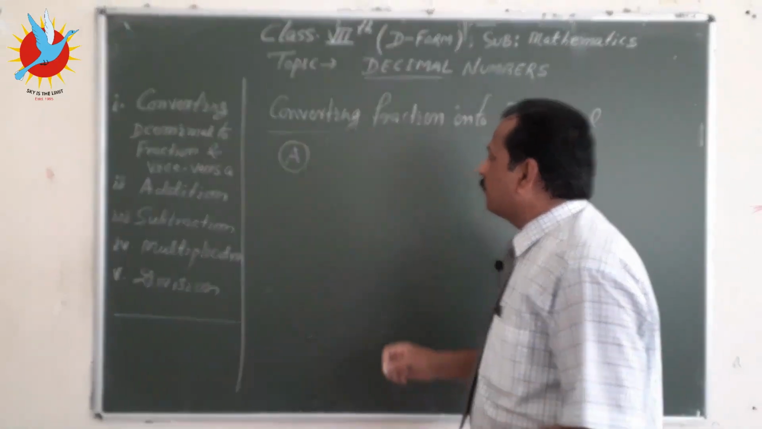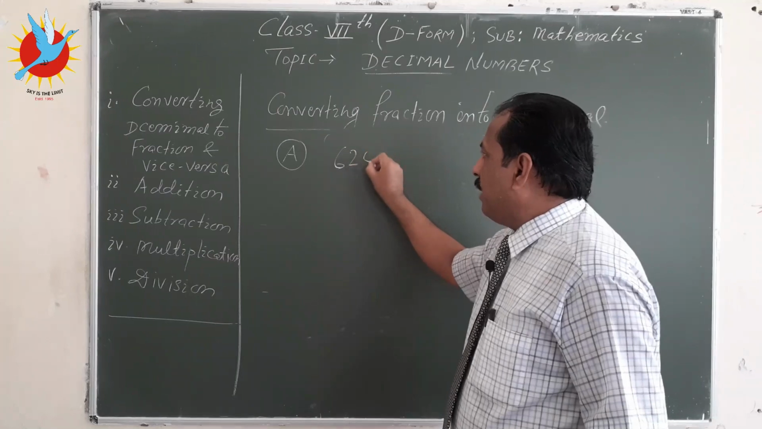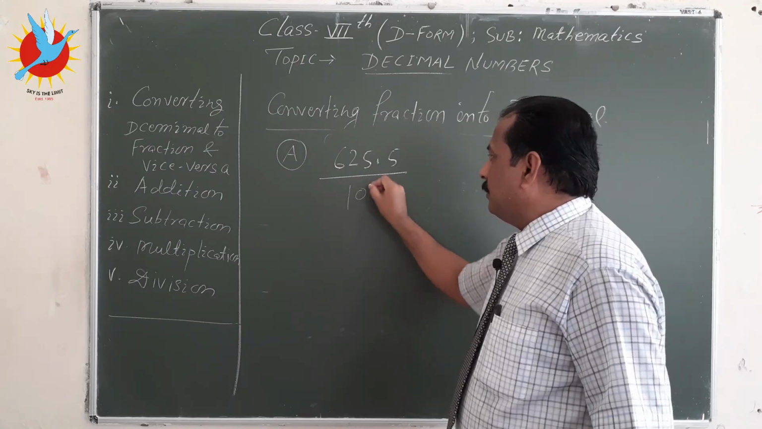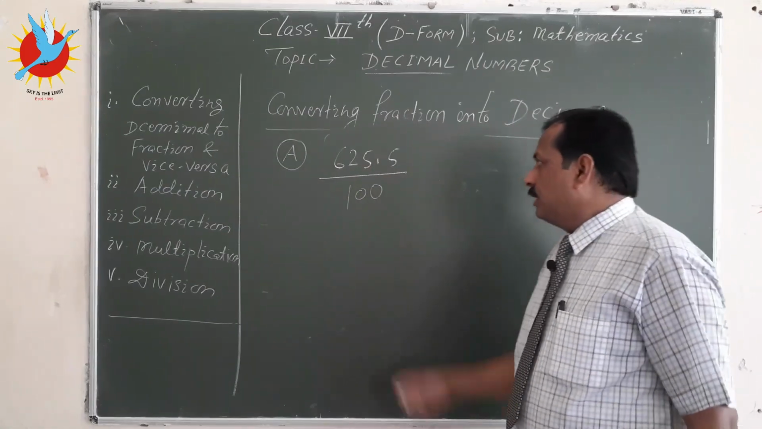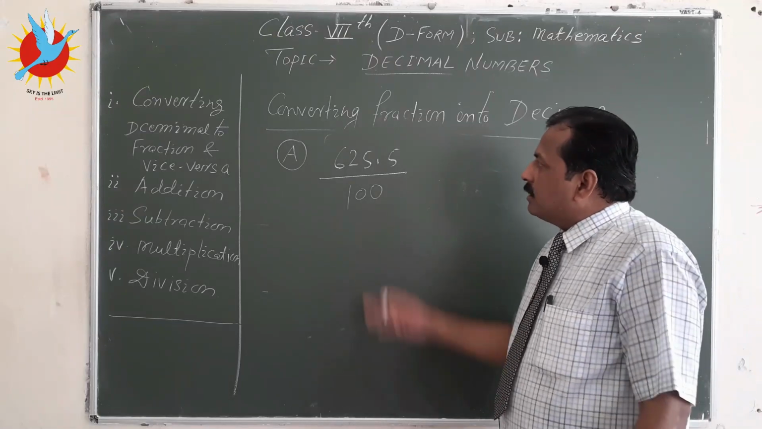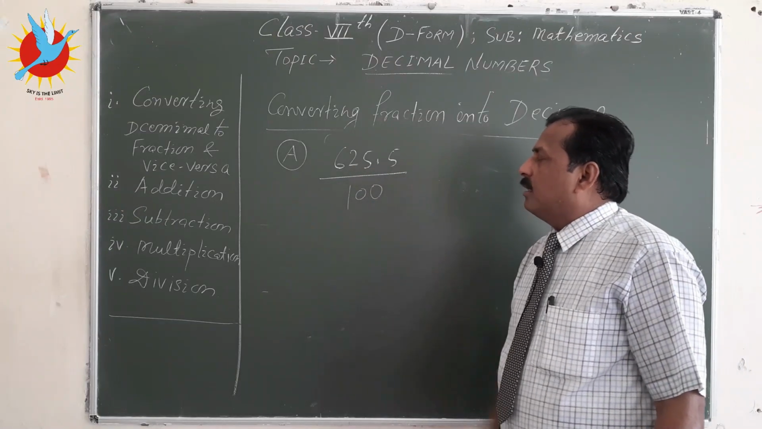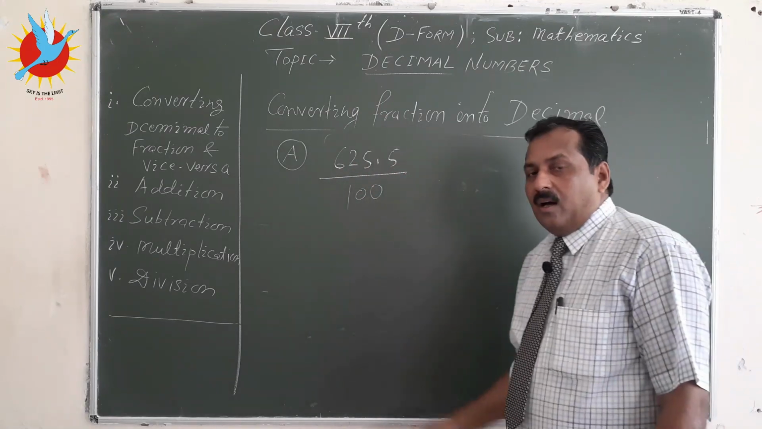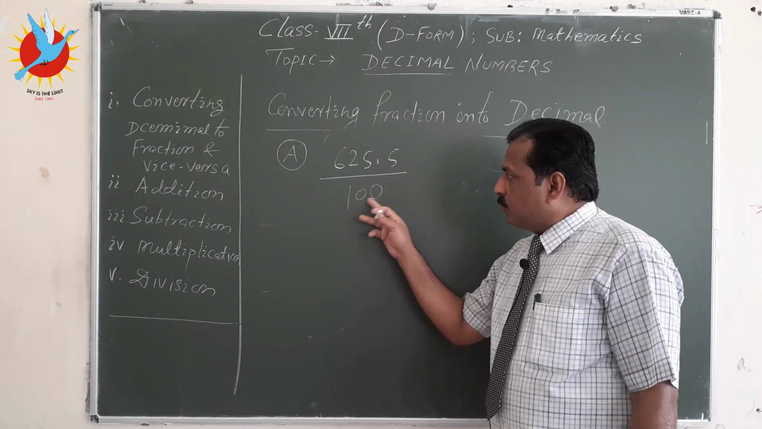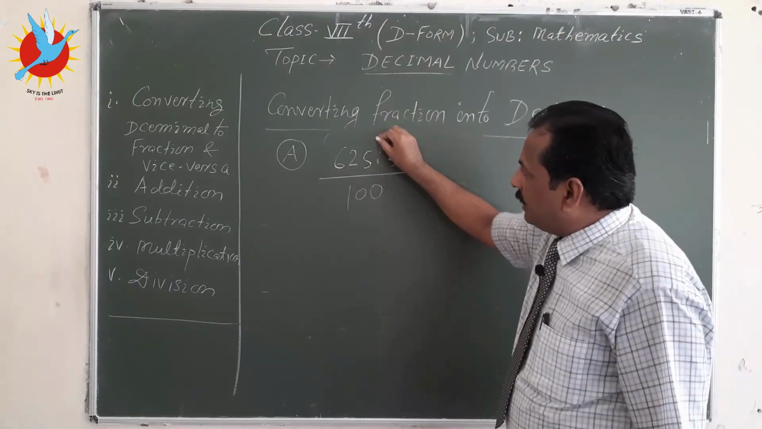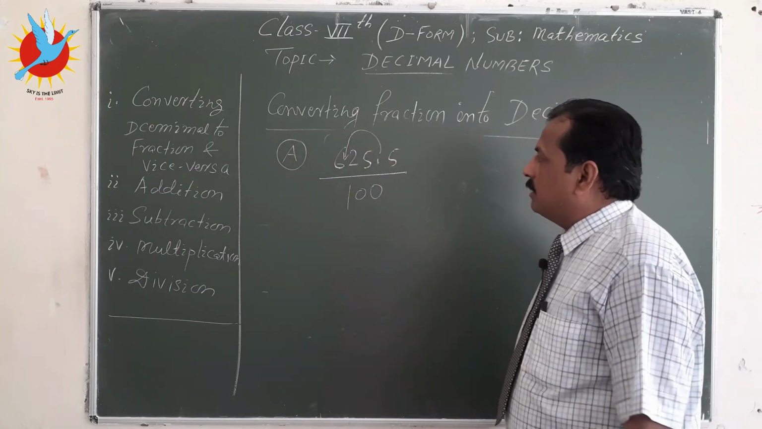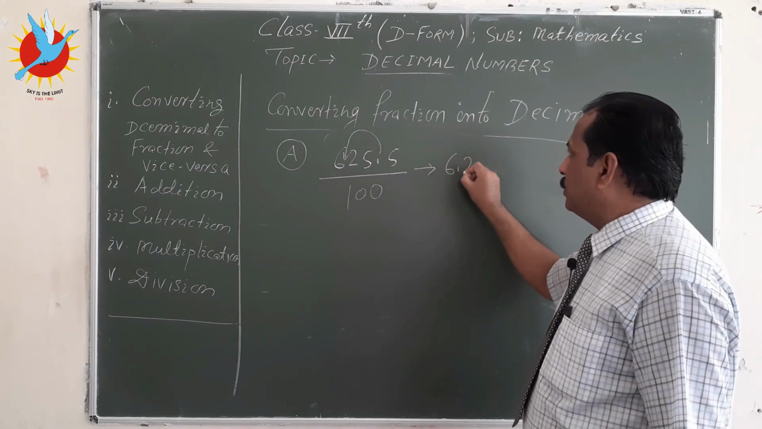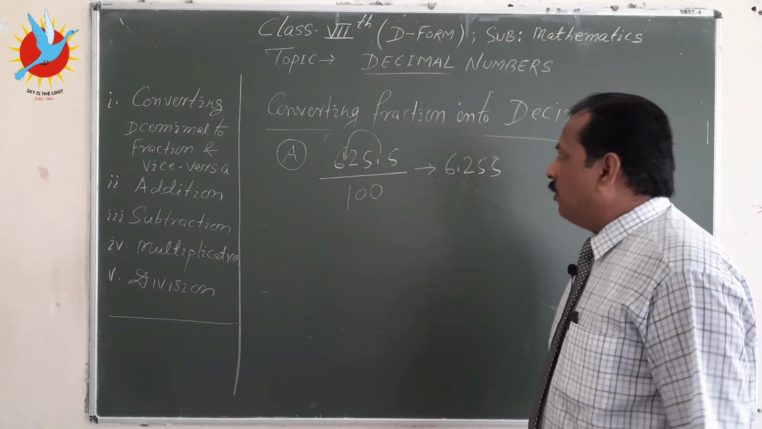Suppose already there is 625.5 and this is divided by 100. So this is a fraction whose denominator is 100, and see, already it is in the form of a decimal. So this is the whole number part and this is the decimal part. So how many zeros are there in the denominator? 2 zeros. So this decimal has to be shifted by 2 places. So this decimal will come here, 6.255. So I hope you understand.